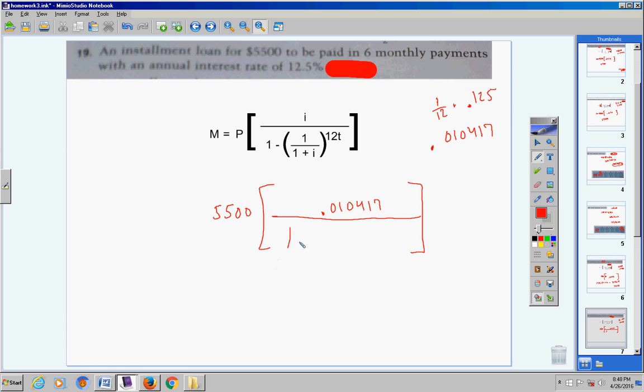Alright, so that's going to go in for I right here, 0.010417. In the denominator, I have 1 minus 1 over. Now look, it's 1 plus 0.010417. So if you add those two together, you'll just get 1.010417. All of that to the 12t power. Now look, this loan is for 6 months. That's a half a year. So 12 times 0.5, that's 6. So with my calculator, I'm typing in 1 divided by 1.010417, and then raising that to the sixth power. And I'm going to get this right here for all of this. I'm going to get 0.8857963539. So 0.8858. Alright, now let's subtract these two numbers. And we're going to get this right here.